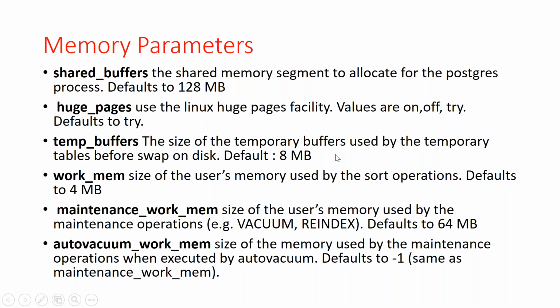Temporary buffer is the size of the buffer used by temporary tables before swapping to disk. If you create any temporary tables, then it goes into a different memory known as temp buffers, only if you create a temporary table. Otherwise this is not allocated. Work memory is the memory allocated whenever you connect to a session; it will automatically allocate your 4 MB. If I create a temporary table, it will create one more temporary buffer for me. If you type a command vacuum, it will create another 64 MB for you. Otherwise, it will not allocate.